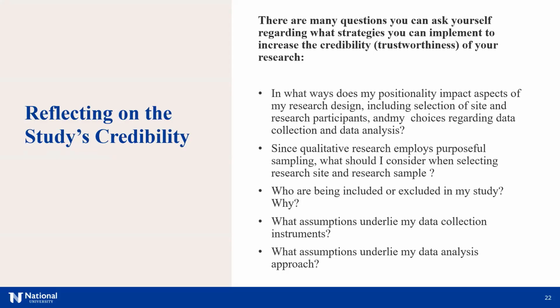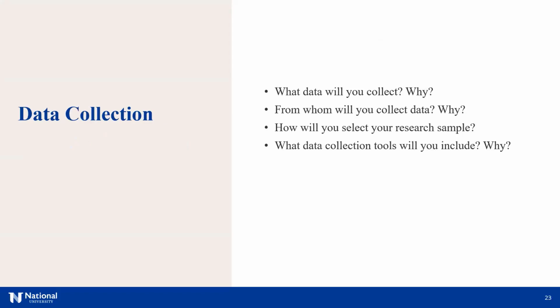Second, in qualitative research, because it uses purposeful sampling, what should I consider when selecting my research site and research sample? Remember, in qualitative research, the sample is not random as it is in quantitative research. So you are making very important decisions about who to include in your research study and who to exclude. In other words, ask yourself, why am I including this person and why am I maybe excluding somebody else, and why?